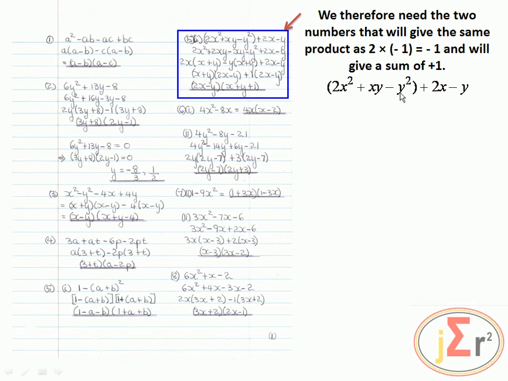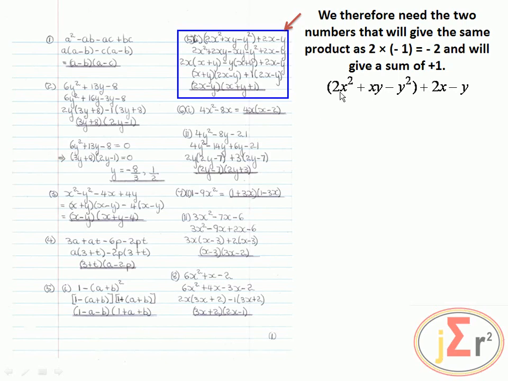We therefore need the two numbers that will give the same product as what is C here. The coefficient that we have here is -1 and the one that we have here is 2. So when we multiply, having our product AC, we are taking the coefficient here, which is 2, which is A, and the coefficient here, which is -1. So we multiply 2 by -1. We therefore need the two numbers that will give the same product as 2 times -1, which is equal to -2, and will give a sum of +1.